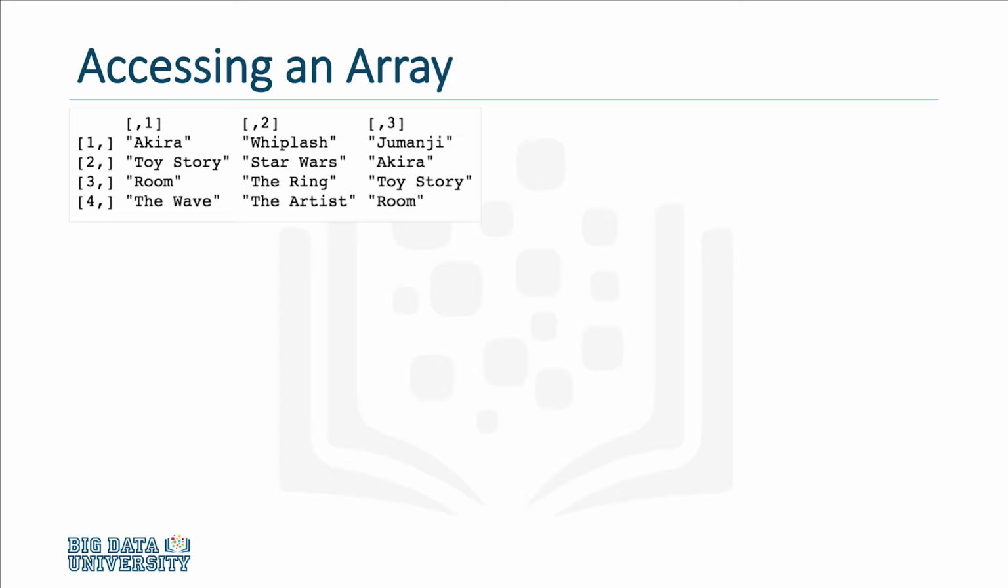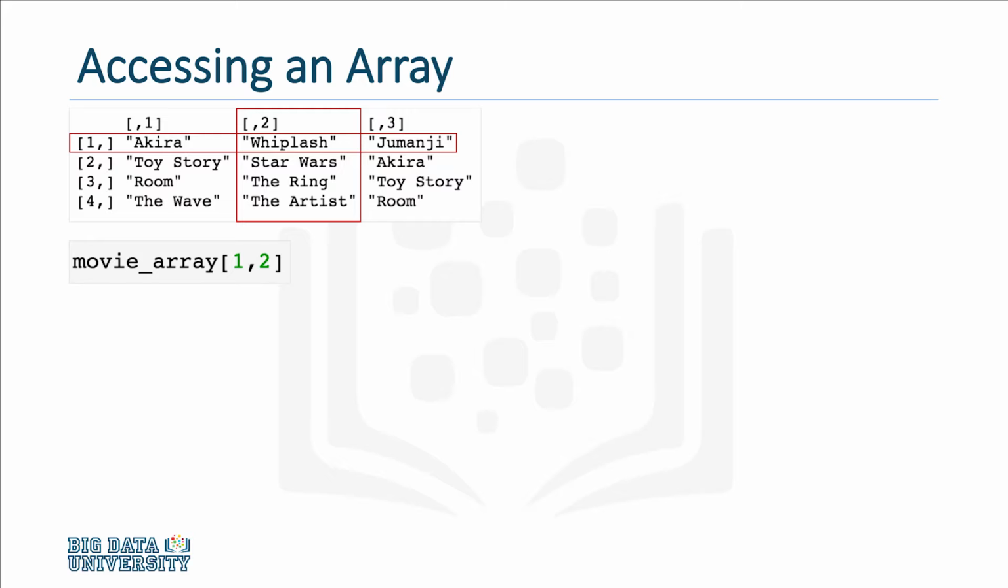So for example, say we wanted to extract Whiplash. Whiplash is in the first row and the second column. All we need to do is specify the row and column in square brackets to get that particular element.